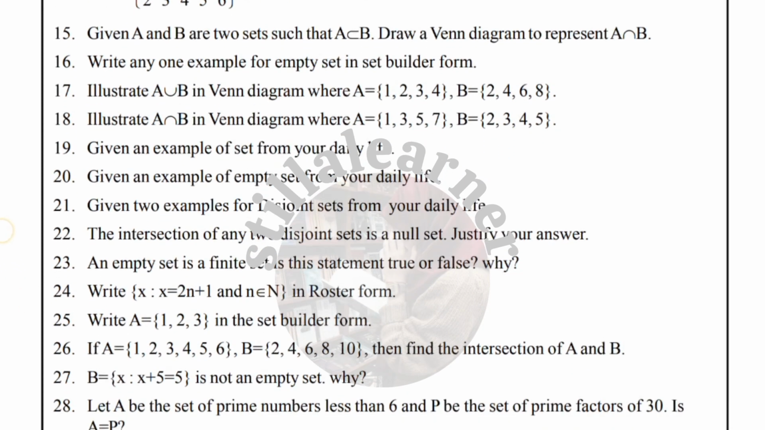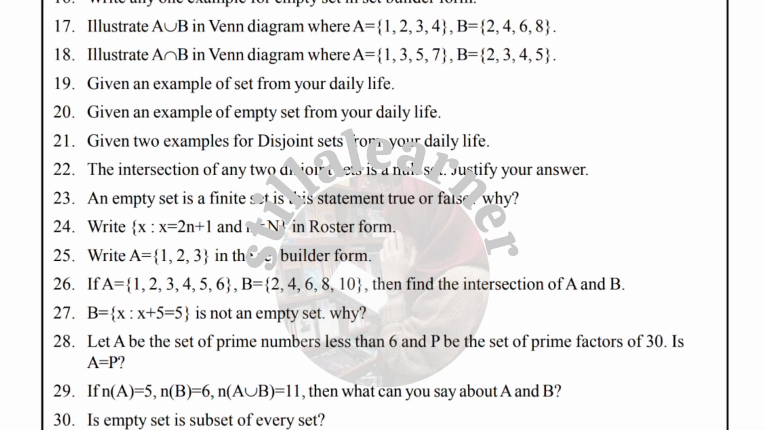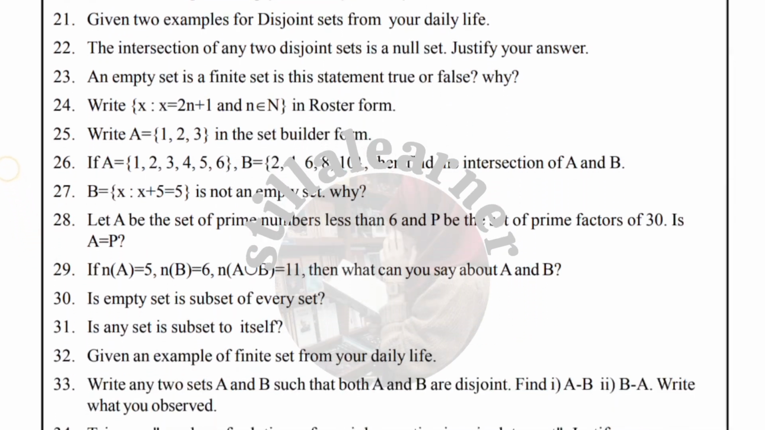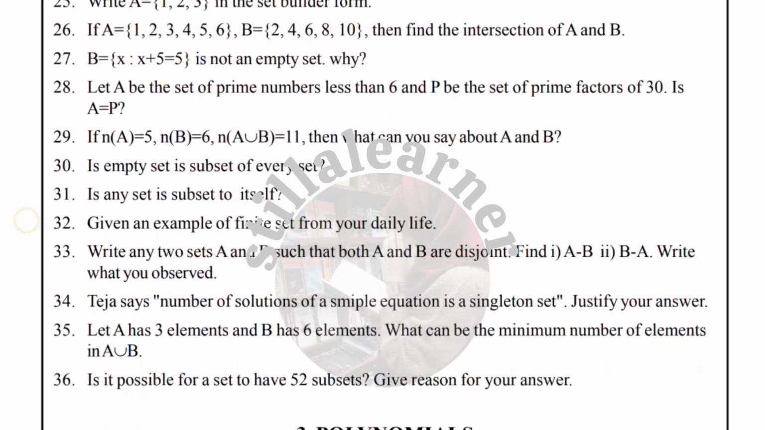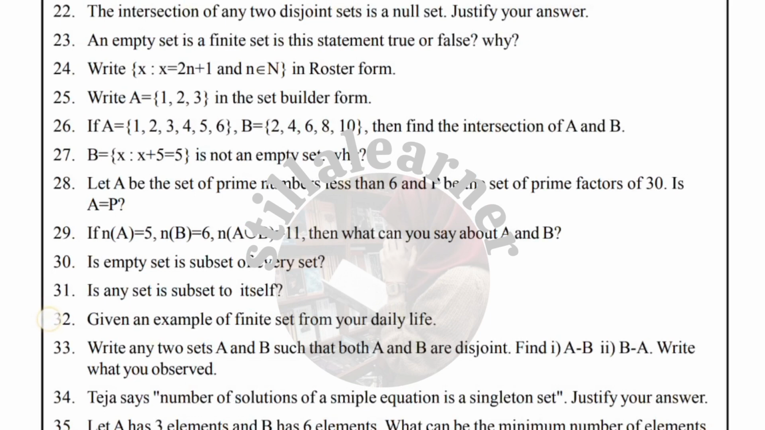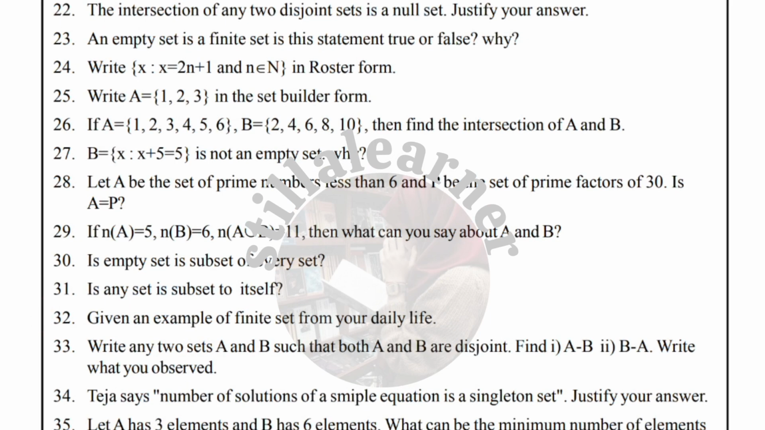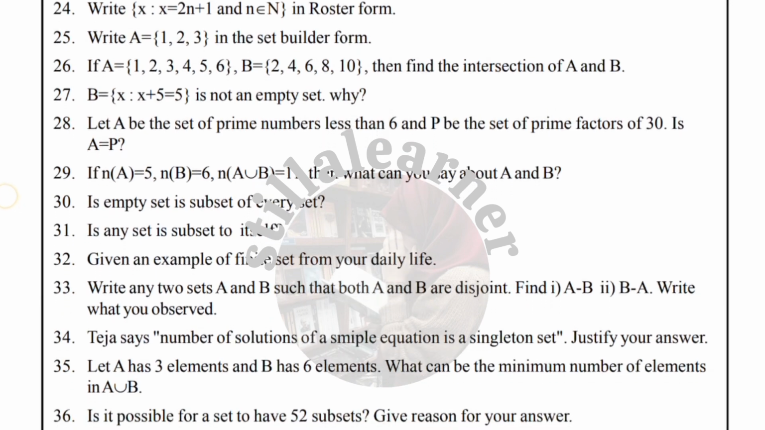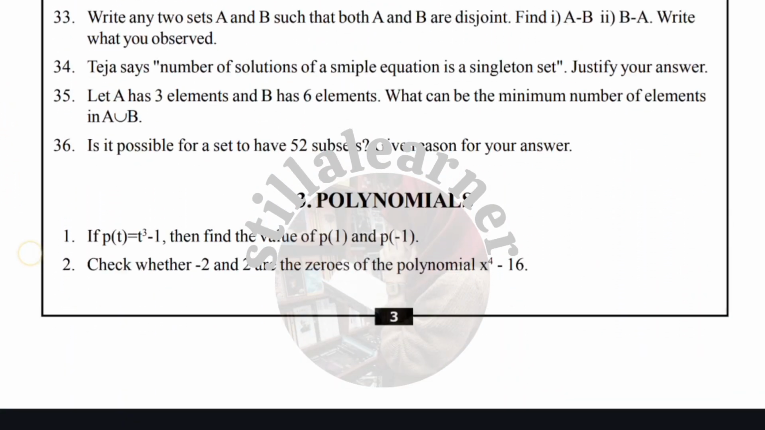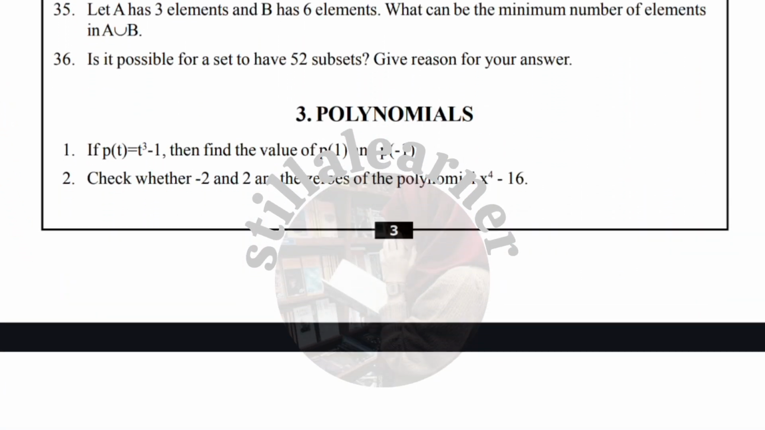2 marks questions also, in the bit paper you will see questions from this chapter, as well as for the 4 marks questions you will get questions from this chapter. Here the total questions given from the sets chapter are 35 or 36, I think. Yes, 36 questions. Next we'll move to the polynomial chapter.